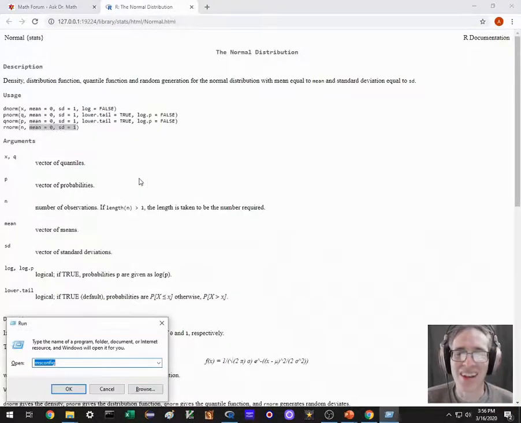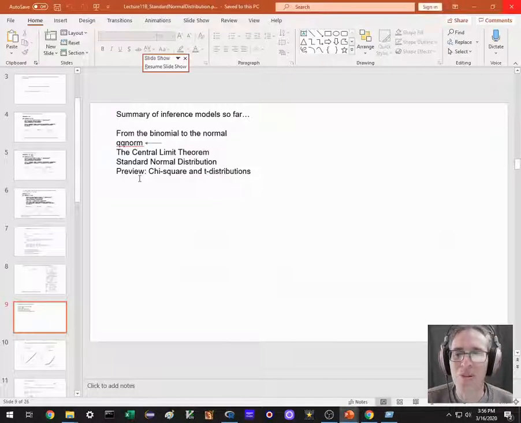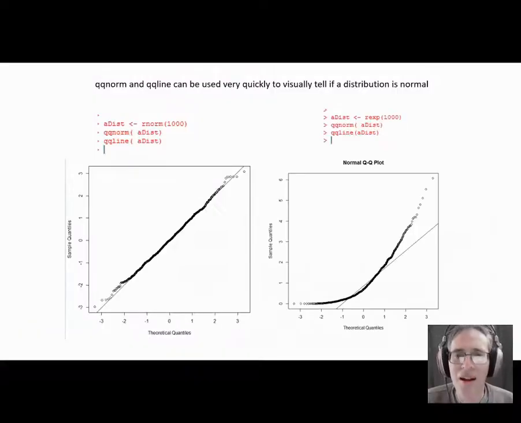So in this line of code in our PowerPoint, when we say rnorm 1000, we're sampling from that standard normal distribution with a mean equal to 0 and a standard deviation of 1. We throw that into a vector called A dist, and I can now make a test of normality by saying qqnorm A dist and qqline. qqnorm draws the points, and qqline draws the line.